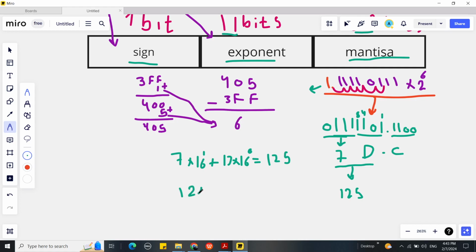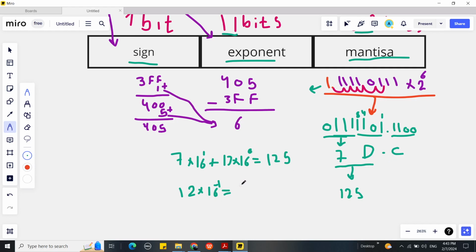12 times 16 power negative 1, so this is negative 1. The D is in location 0, right? Because D is 13. 13 times 16 power 0. So C basically is going to be negative 1, right?